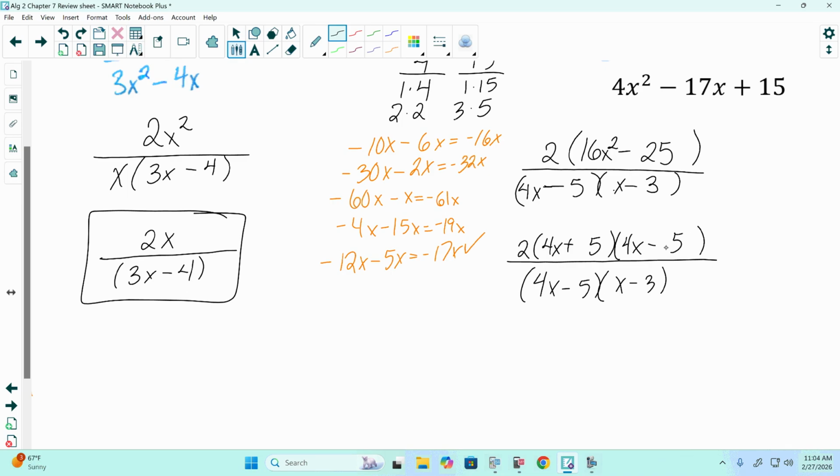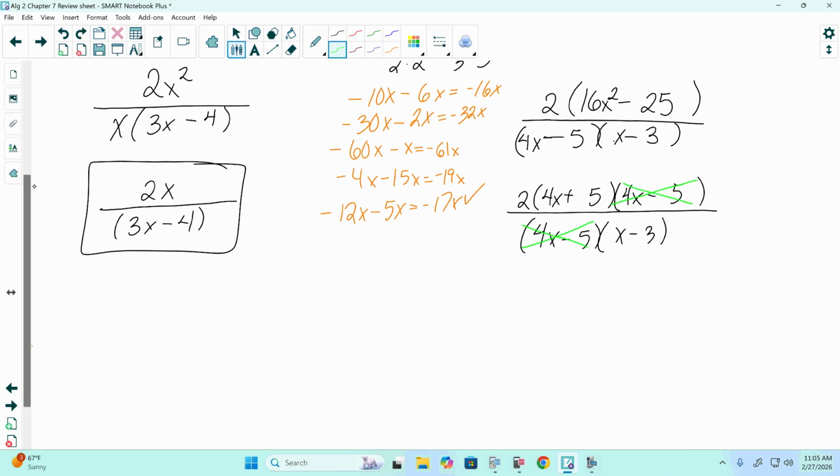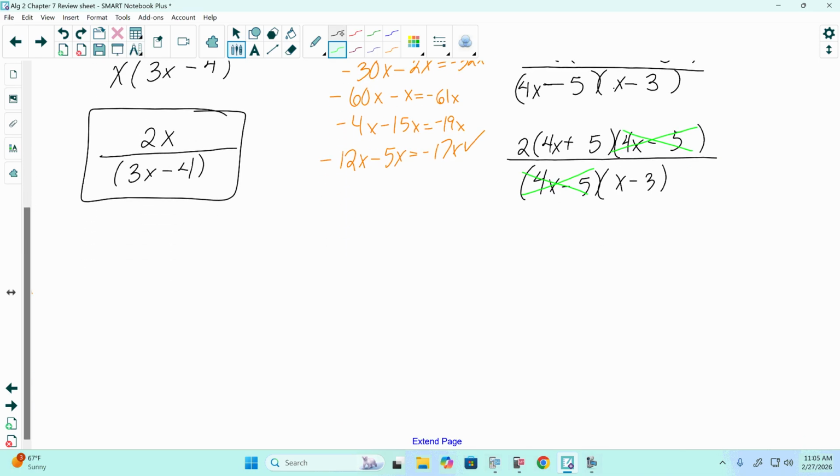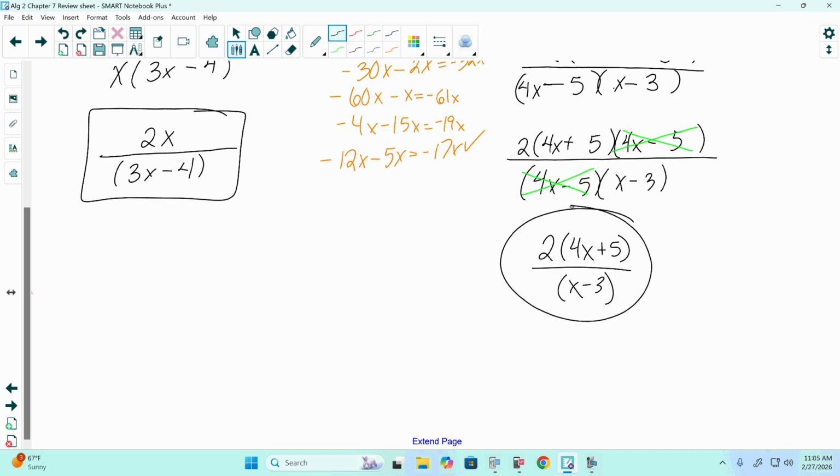So what that's telling us is 16x squared minus 25 is the difference of perfect squares. 4x plus 5 times 4x minus 5. Now that does give us something in common on top and bottom. That 4x minus 5 over 4x minus 5 will simplify. Telling us that we have 2 times 4x plus 5 over x minus 3.